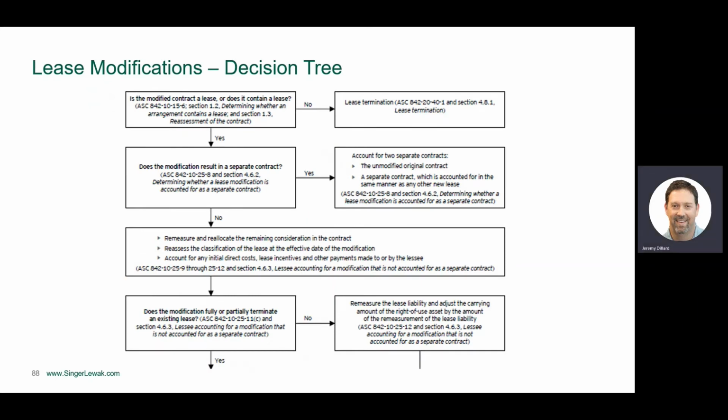Now, this slide and the next slide both show the complexity with lease modification accounting. Under ASC Topic 842, it basically comes down to whether the changes to the original lease agreement result in a new lease or an old lease with changes. If it's considered to be a new lease, then bifurcate into two leases, the original lease and the new lease. If it's considered to be an old lease with changes, then the lease is remeasured.